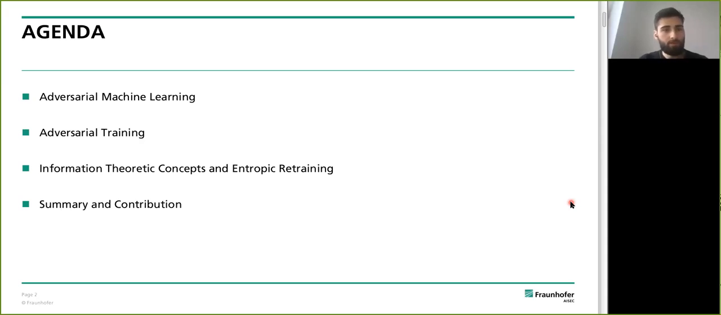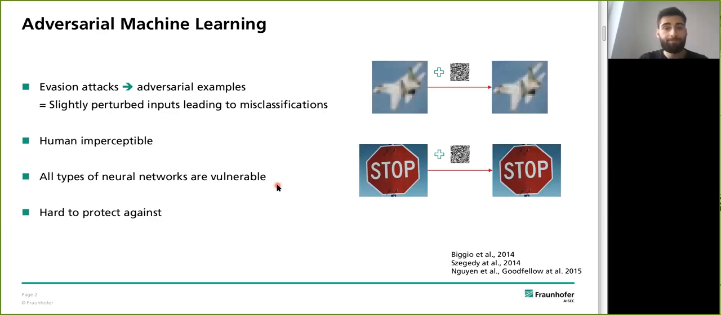So let's start by having a look at my agenda for today's presentation. First, I will introduce you to the research field of adversarial machine learning, and then I will show you an approach to make deep learning or neural networks more robust, which is called adversarial training. In the third part of the presentation, I will introduce you to our contribution, which is called entropic retraining, which is closely related to adversarial training and also increases the robustness of neural networks. Finally, I will conclude the small presentation with a summary and a list of our contributions.